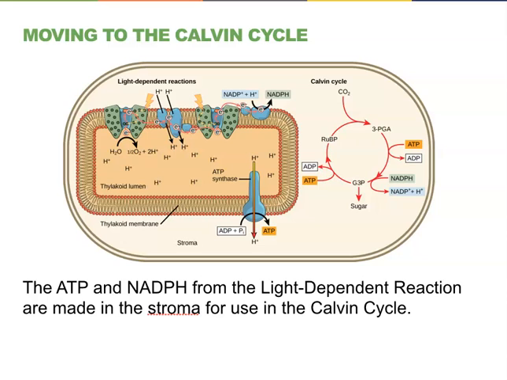Now, what's going to happen, of course, is ATP and NADPH from the light-dependent reaction are made in the stroma for use in the Calvin cycle. So this energy, notice the NADPH is here, and the ATP is here. And notice what's going to happen. You have carbon dioxide coming into the cell. And look, what you're going to make is 3-phosphoglyceraldehyde.